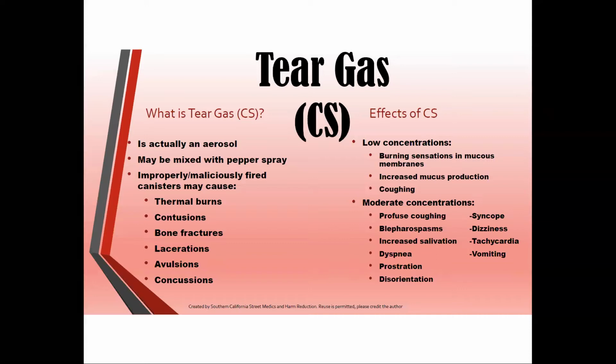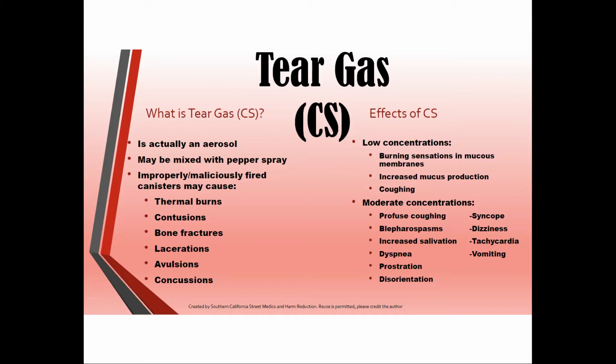Tear gas is actually an aerosol. It can be mixed with pepper spray. Improperly or maliciously fired canisters will cause many injuries, and we need to always keep in the back of our head that if a canister is deployed, a thermal burn can occur. If a canister lands on somebody, if they got hit with a canister and fell down and a canister lands on them, that is an active burn on their chest. If the canister lands on their chest, it's going to be, I think, 311 degrees Fahrenheit or so, or probably more, but at the minimum it'll be 311 Fahrenheit, and it will continue to burn.